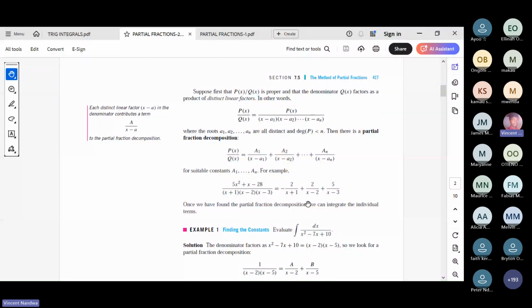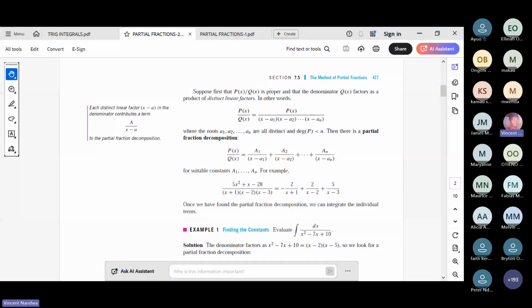That is to mean that the function you are dealing with should be in such a way that the fraction itself, or the rational function itself, is proper. So once we have determined that P over Q is proper, which is another way of saying the degree of P is strictly less than the degree of Q, then we consider several cases.